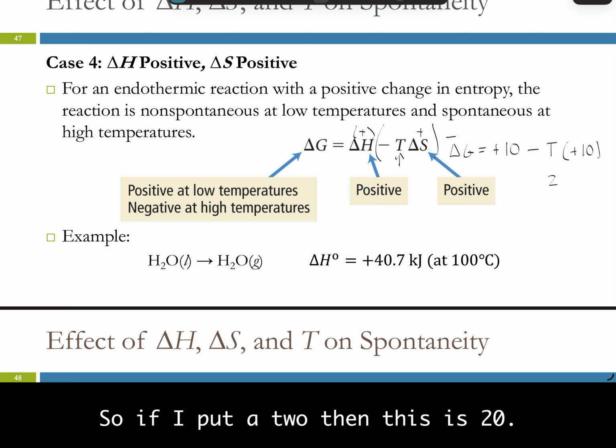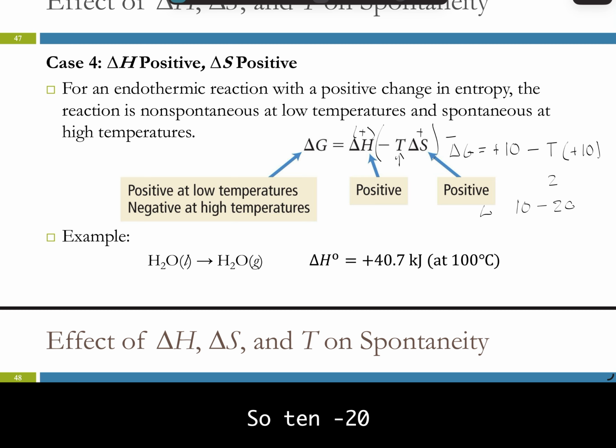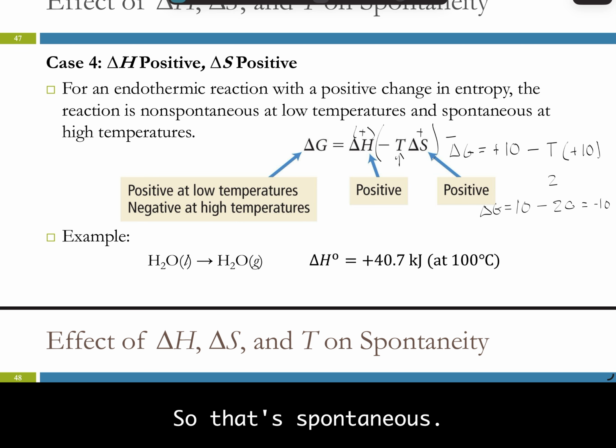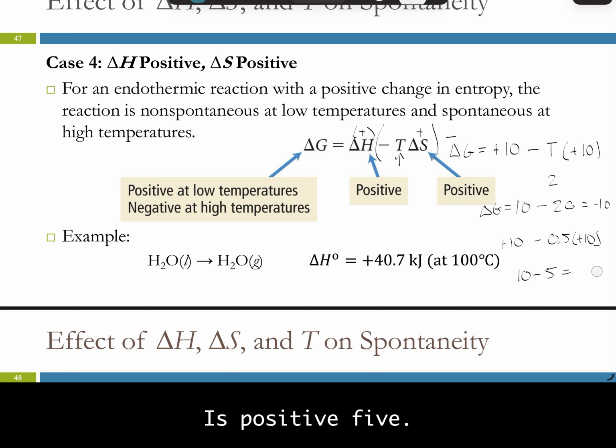So if I put a 2, then this is 20. So 10 minus 20, delta G, right, so that's going to equal negative 10. So that's spontaneous. But if I put in 0.5 for T times a positive 10, then 10 minus 5 is positive 5. Right, so plug in numbers, see if delta G is negative.